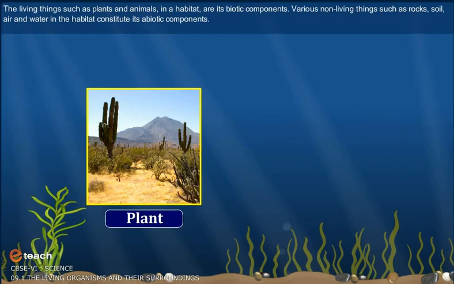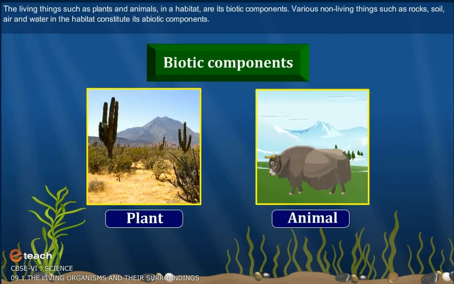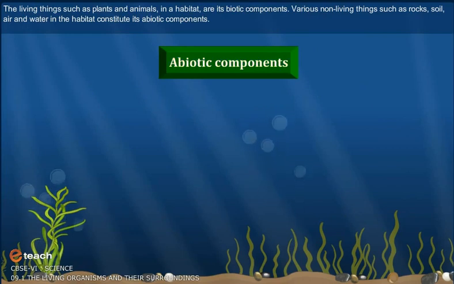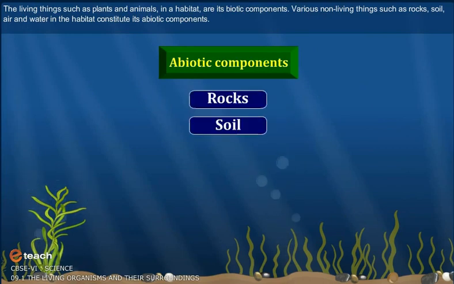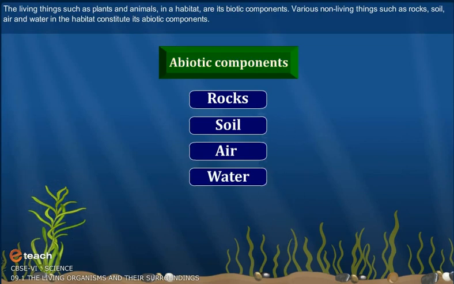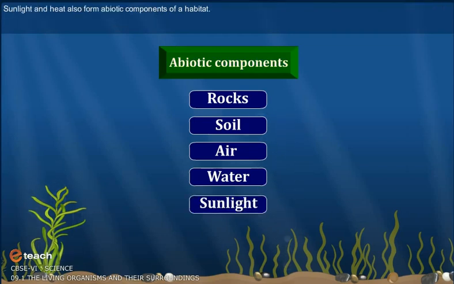The living things, such as plants and animals, in a habitat are its biotic components. Various non-living things, such as rocks, soil, air, and water in the habitat constitute its abiotic components. Sunlight and heat also form abiotic components of a habitat.